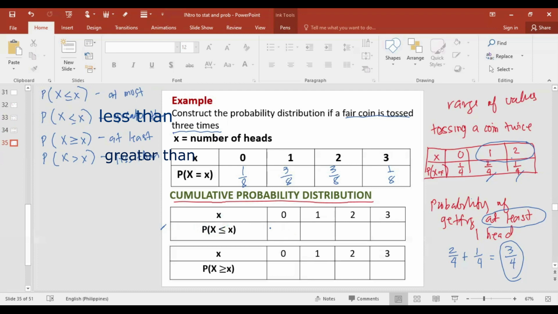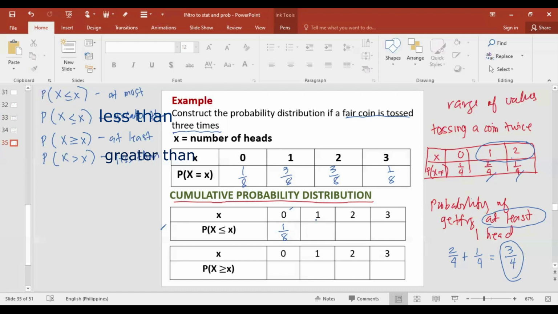What is the probability of getting at most 0 number of head? At most, ibig sabihin siya na yung pinakamataas. Since siya na yung pinakamataas, hindi na natin i-consider itong 1, 2, and 3. And wala namang mas mababa pa sa kanya kung titingnan natin tong table na to. That's why we write here 1/8.